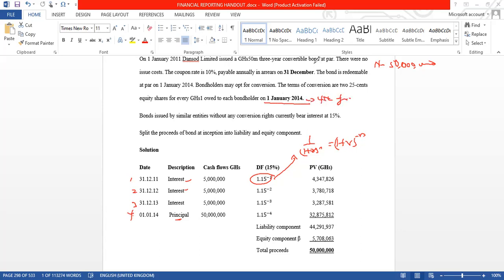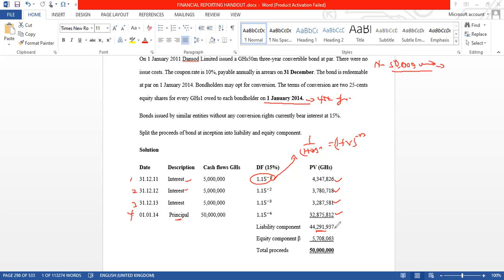But if the question says they pay it at the end of the 3rd year, here should be what, 55 million. Be careful. And so you go through this, you do your PVs as we said, and you end up with 44,000. But remember, they actually received 50,000 because there was no issue cost, there was no discount on it. All right, so that is it.